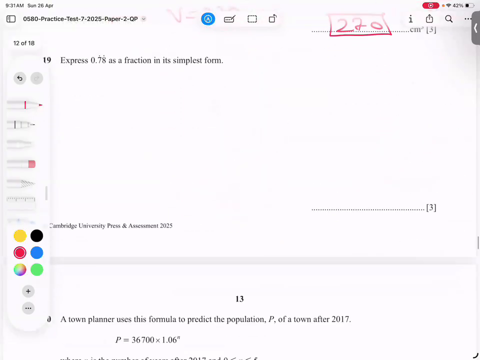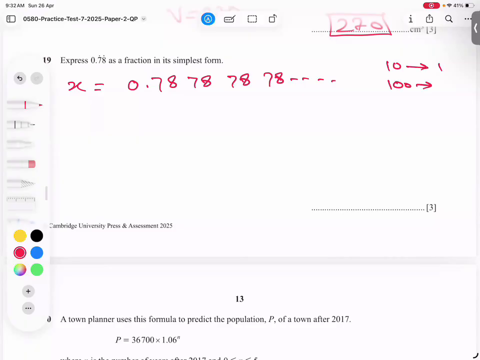Question number 19. We have 2 dots on 7, 8. It means 0.787878, continuing forever. I have given this the name x. These numbers are repeating and must stay together, cannot be separated. So a one decimal jump is not enough, 2 is better. For your information, one jump is multiplying by 10, 2 jumps means multiplying by 100, and 3 jumps means 1,000. So I will go for 2 jumps, so 100x on both sides, 100 on the left side and 100 on the right.